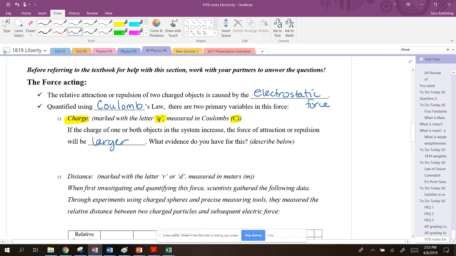What evidence do you have for that, besides just a gut feeling? Have you ever experienced the Coulomb force before? Good guess, wrong answer. It's not actually magnets. I'm sure you do. You have all experienced this.